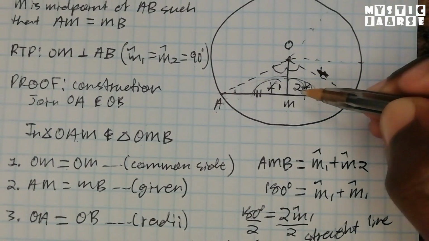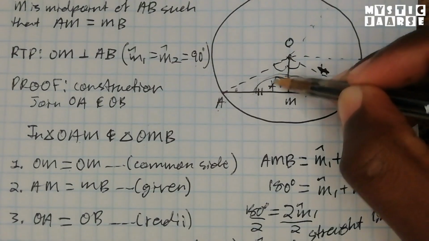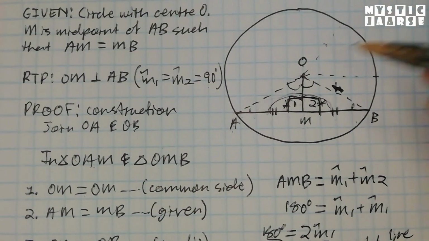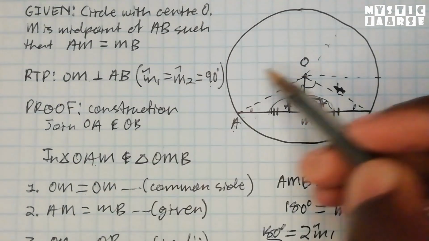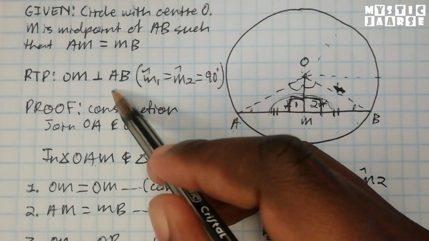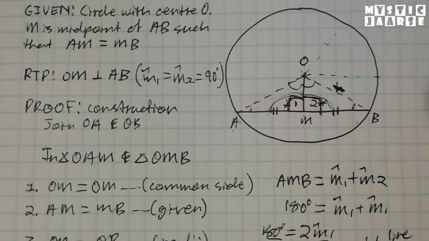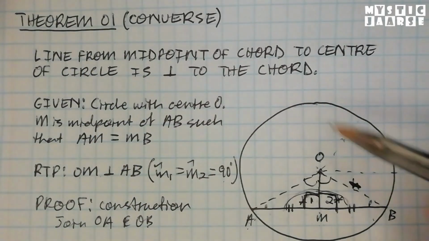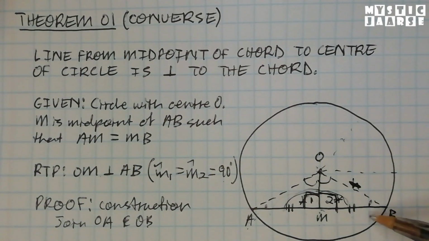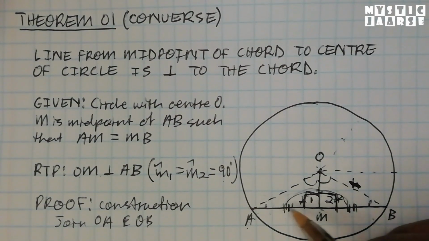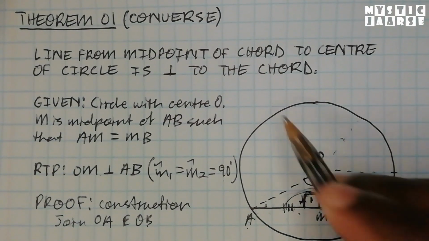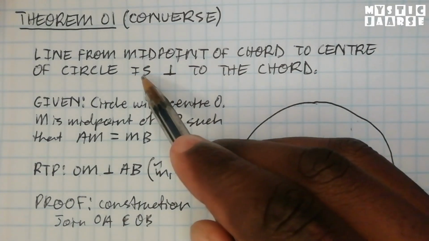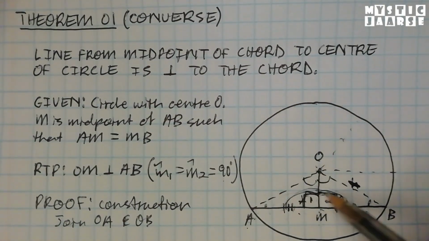So therefore, we have proven that angle M1 is a right angle and angle M2 is also a right angle. This means that we have proven that OM is perpendicular to AB. Therefore, we have proven the theorem that states that a line drawn from a midpoint of a chord, meaning these two lengths are equal, to the center of a circle is perpendicular to the chord.